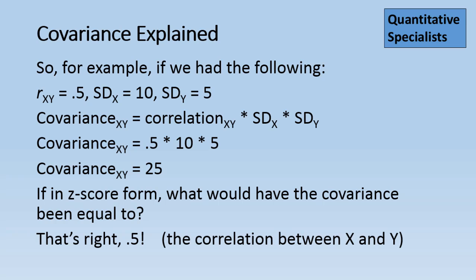So when I say in this video put in z-score form, all that means is we're converting the variables to have a mean of 0 and a standard deviation of 1. But it doesn't change or distort them negatively in any way.